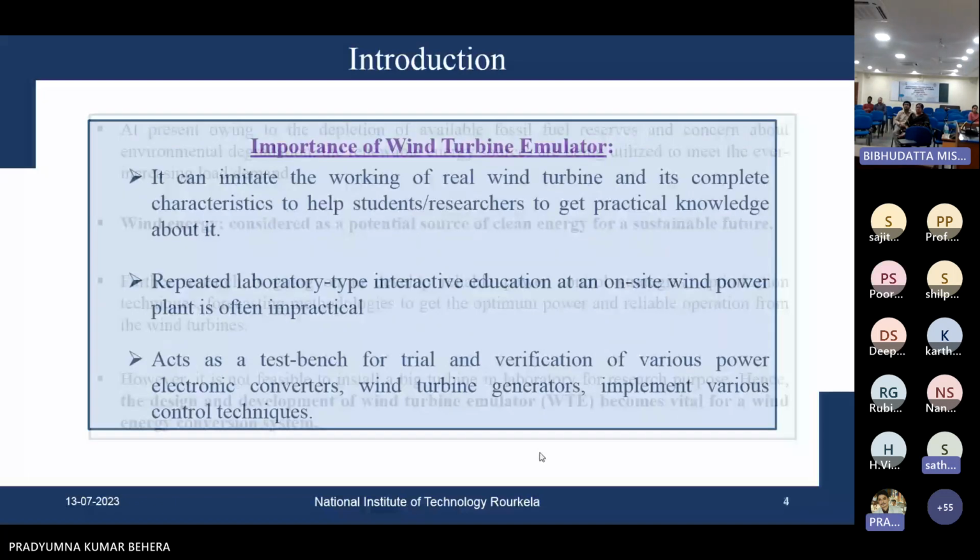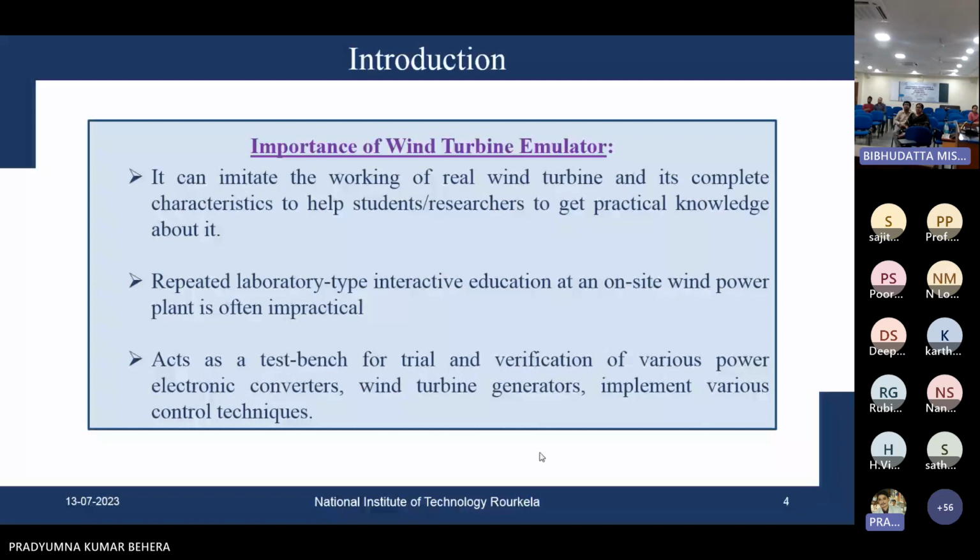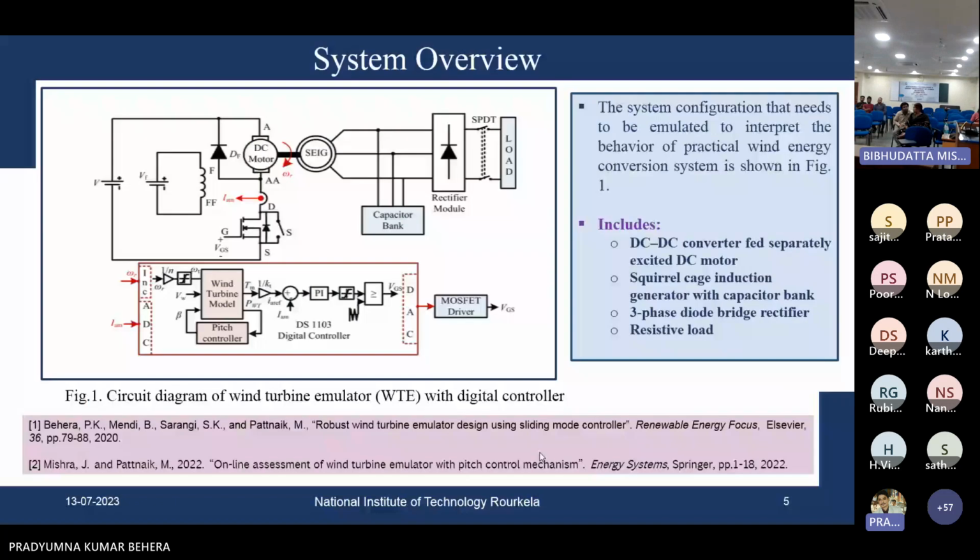So let us understand the importance of wind turbine emulator. This wind turbine emulator can imitate the working of a real wind turbine and its complete characteristic to help students and researchers to get practical knowledge about it. Further, repeated laboratory type interactive education at on-site wind power plant is often impractical. So the development of wind turbine emulator as a test bench can work for a trial and verification of various power electronic converters, wind turbine generators, and can be used to implement various control techniques.